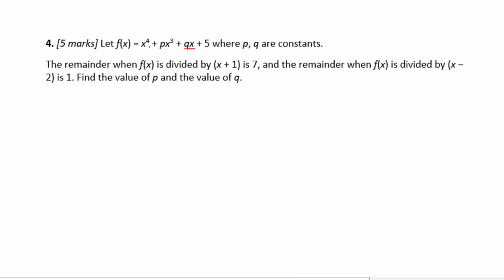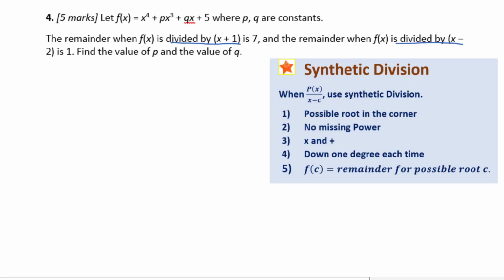Let f of x equal x to the fourth power plus px third power plus qx plus 5, where p, q are constants. The remainder when f of x is divided by x plus 1 is 7, and the remainder when f of x is divided by x minus 2 is 1. Find the value of p and the value of q. We got to use the property of synthetic division: f of c equals the remainder for possible root c.